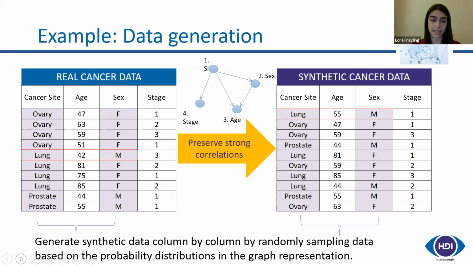So what we would do actually in practice is we would merge the lung cancer male patients with the prostate male patients and then sample age from the joint distribution of those 2 groups. So it would be a value of between 42, 44, and 45 shown in the real cancer data. Okay, next slide, please.